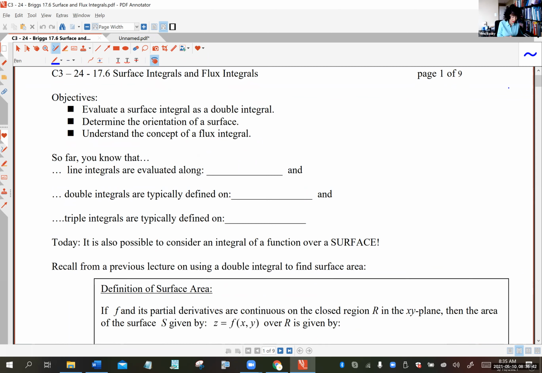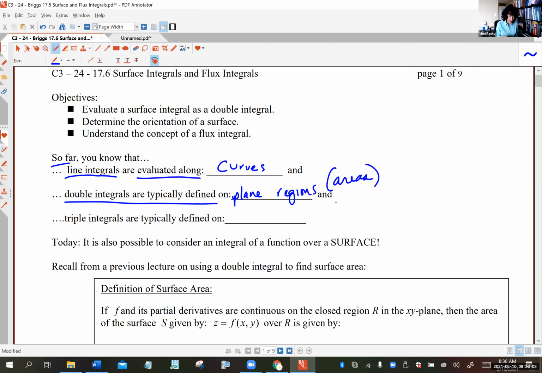So some real review is, what do you know about line integrals? They're evaluated along, well, lines, not really lines, but curves. Double integrals are defined on plane regions, 2D, right? Like areas. Triple integrals are defined on solids. So you've got all these different kinds of integrals, line integrals, double integrals, triple integrals. You've learned all of those here in this class. So what's something new?